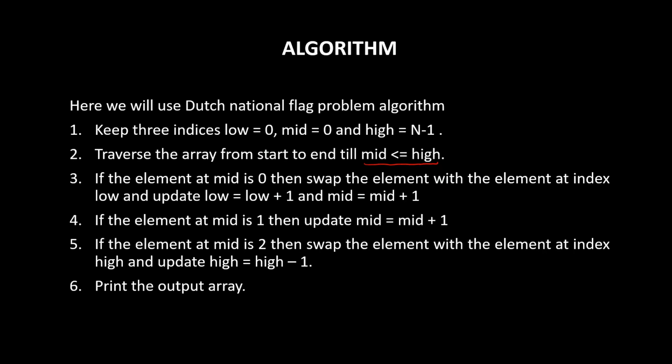For the first condition, we will check if the element at mid is 0, then we will swap it with the element at index low, and we will increase both low and mid by 1. Then comes the second condition. If the element at mid is 1, then we simply increase mid by 1. And if the element at mid is 2, then we swap it with the element at index high and update high equal to high minus 1. That is, we decrease high. Then at last, when the condition mid less than or equal to high becomes false, we will print the output.